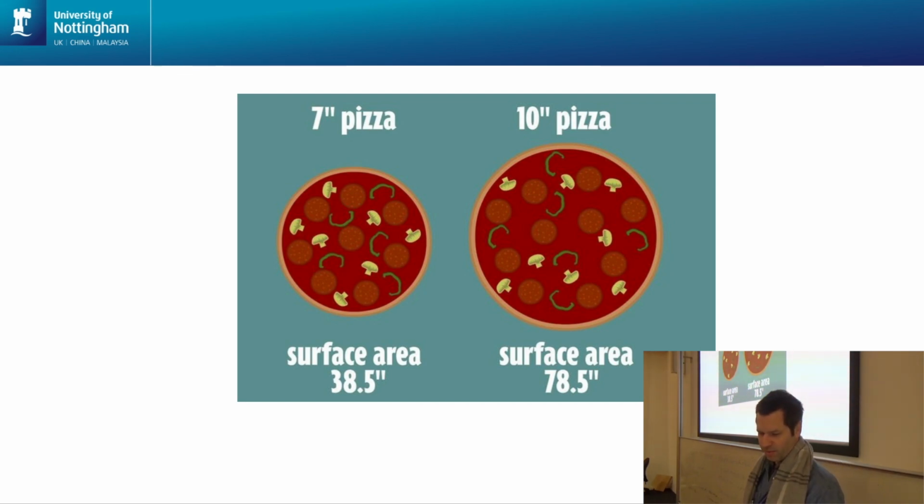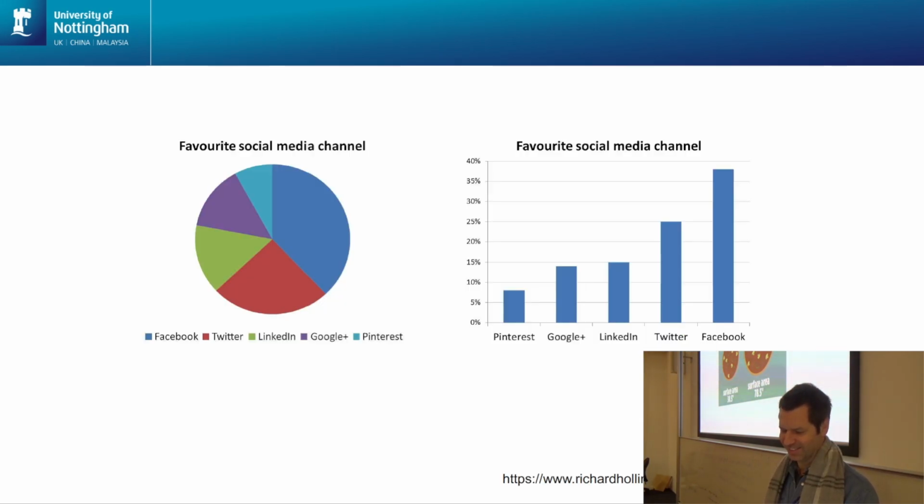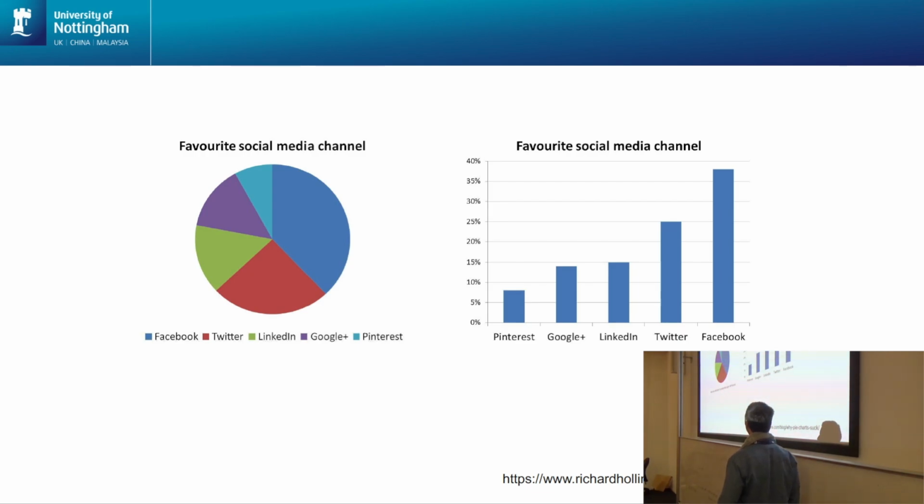Here's another example of a 7-inch pizza and a 10-inch pizza, but the surface area is actually double. It doesn't look like it, but the surface area is double. Here's another example: pie charts are super popular. You see them all the time. And they are useful, but then the question is which one's more useful. If we take a poll of people and ask, what's your favorite social media channel? We can map that data to a pie chart or a bar chart. And then the question is which one's more effective.